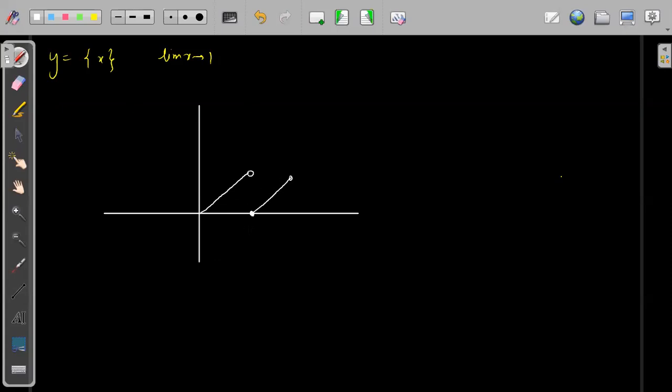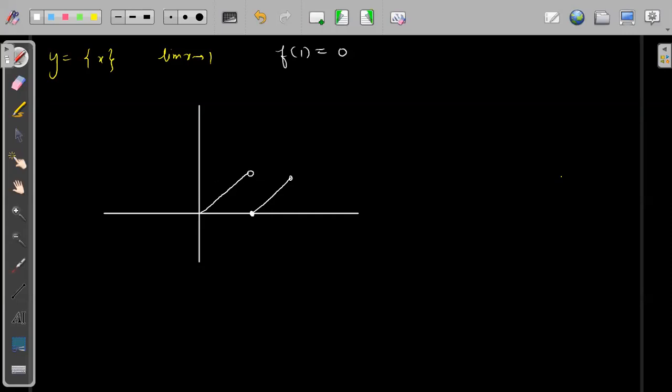What will be the value of f of 1? f of 1 will be 0. So that means we'll start from here. Can I draw the function on the right hand side or left hand side without lifting the pen? Which side can I draw the function without lifting the pen?